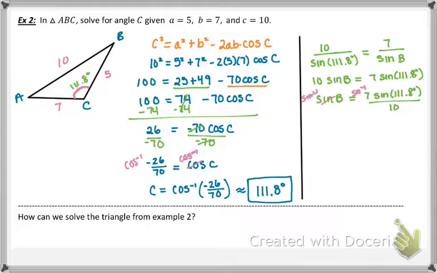to isolate B. So in your calculator, you're going to type in the sine inverse of all of that: 7 times the sine of 111.8 degrees. Make sure you close the parentheses, all over 10. So you could, again, actually do this out first if you want to, and then you can type into your calculator second answer, which is right next to enter where the negative sign is. Second answer will give you your previous answer, so you don't have to type all of that in. But you can type it out if you want to.